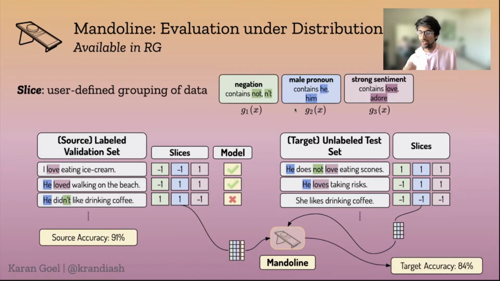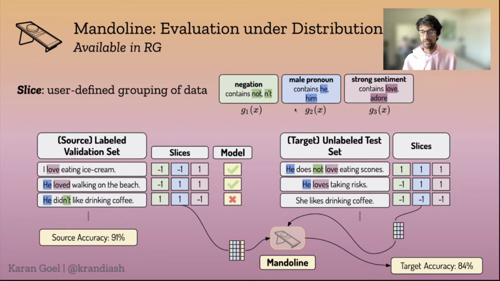So you get some sort of metric that tells you, oh, your target accuracy is 84%. And the intuition is that the slices are some sort of reweighting of your source data. So let's say you had a large number of the strong sentiment slice, like love, adore, in your source data set and much fewer of that in your target data set. And the performance on that in the source data set was high. Then if you have a lot less of that in your target data set, you expect the performance to drop because the model is doing well in that slice. So that's some of the intuition on how this works. It's reweighting based on these slices.